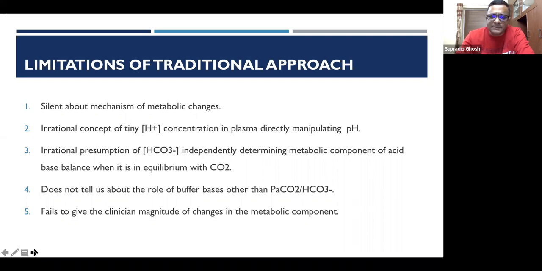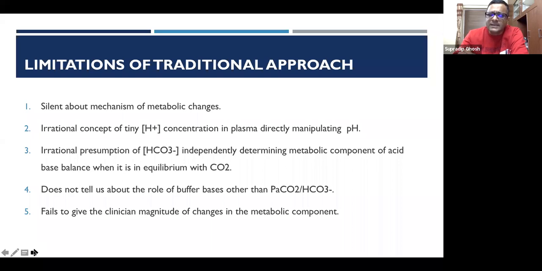decreased or increased. Secondly, in the traditional approach, it is assumed that hydrogen ion concentration is directly changing and being responsible for manipulating the pH of the solution.